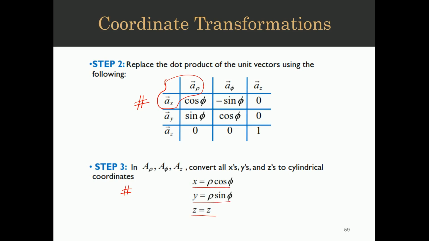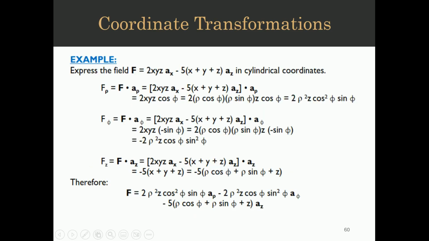So in order to test this, let us take an example and see how we can go about this. So what is the example? So this is the example. So let us say what happens. So this is straightforward. Let us say we have been given a vector f represented as 2xy a of x minus 5x plus y plus z a of z, and we want to express this in cylindrical coordinate system.